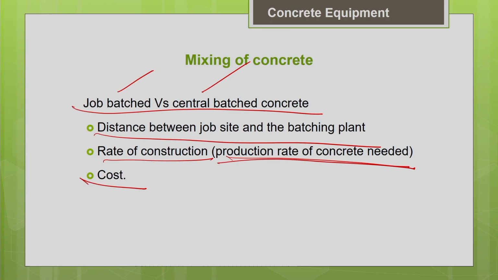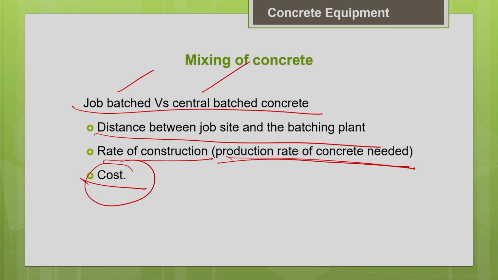It is manufactured in the factory under strict quality control. Okay, so the quality of concrete is also good when you get it from this factory, the central batching plant, and at the same time it is going to be costlier when compared to the job batched concrete. Okay, so the economy, your project budget, will also decide whether to go for job batched or central batched. So, based on all these factors, we have to make a decision whether to go for job batched or central batched concrete.